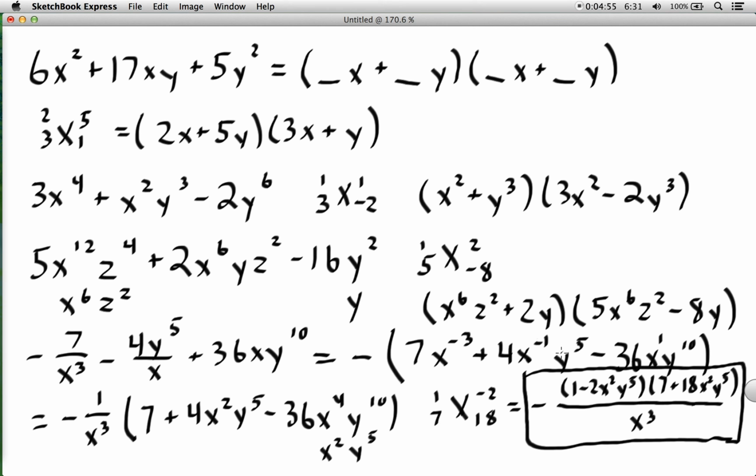Actually, if you really want, you can go one more step and switch the order of these two terms, since it's usually neater to have all the variables in front. And if you want to switch the order of these two, you would need to factor out another negative, since you have this minus sign here. So you would have 2x squared y to the fifth minus 1. And in factoring out another negative, this would disappear.